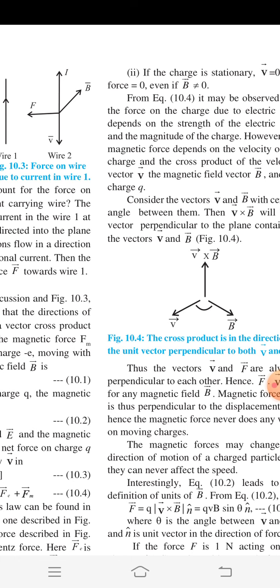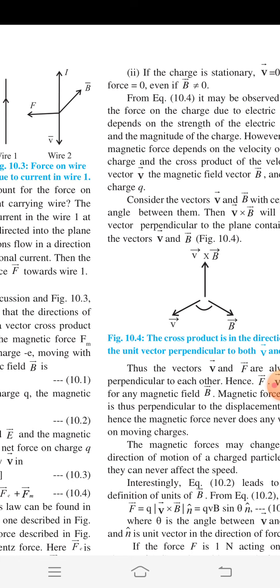The first consequence is, if the velocity vector V bar and magnetic field B bar are parallel to each other, then the Lorentz force will be 0. And the second consequence is, if the velocity of the charged particle is equal to 0, even if the magnetic field is not equal to 0, then the Lorentz force is also equal to 0.